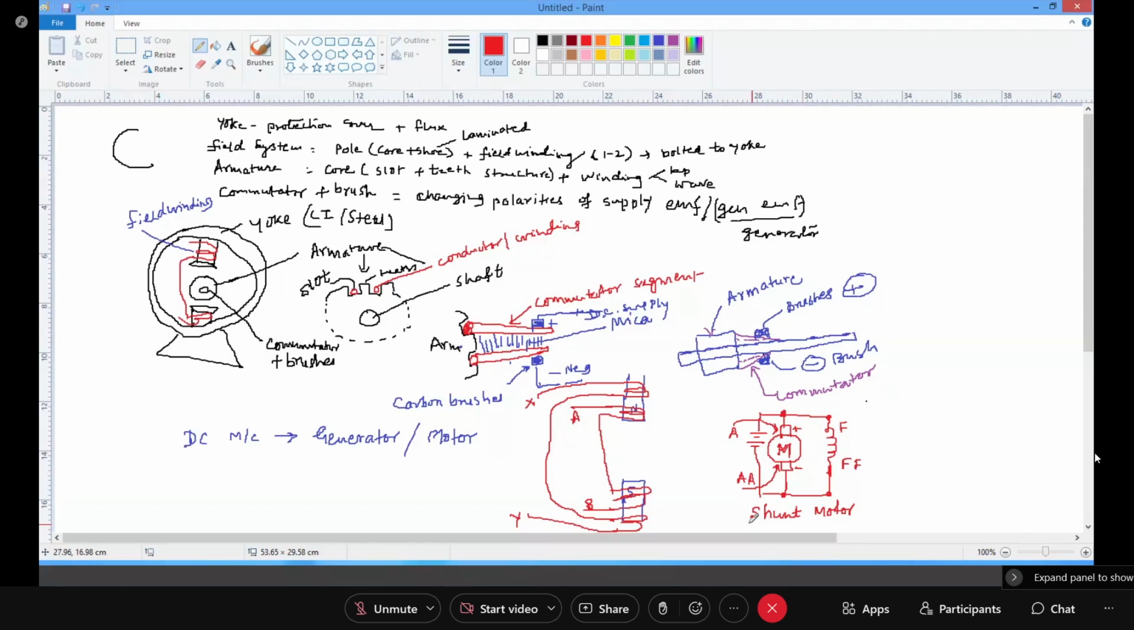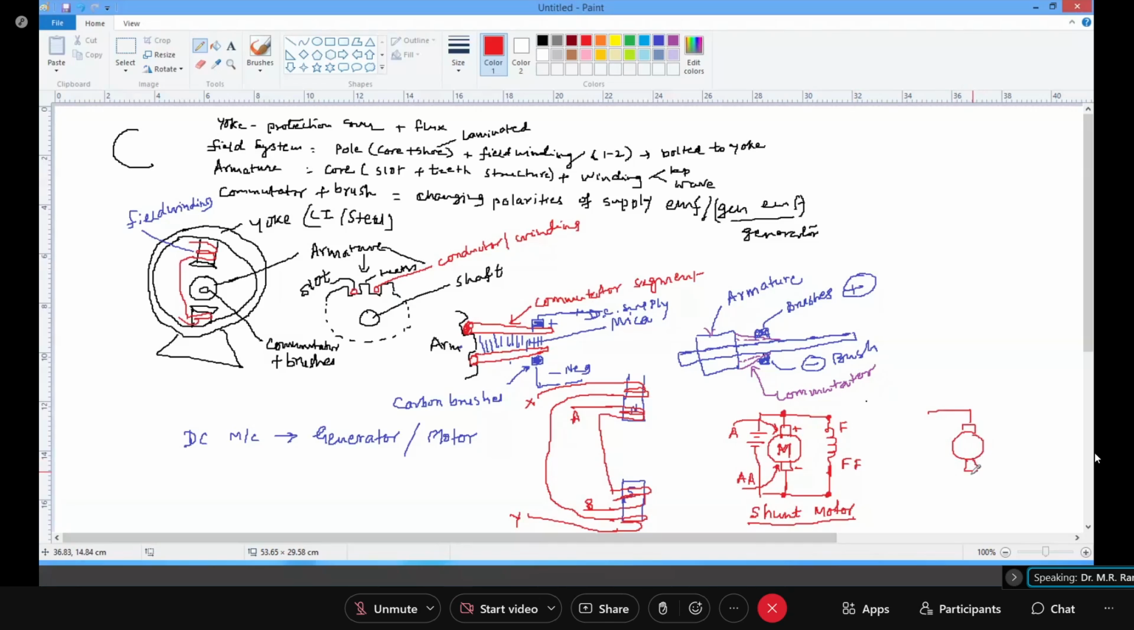Shunt motor. When I connect the field winding parallel to the armature, we call it shunt, meaning parallel. Shunt connected means parallel. So then, shunt.